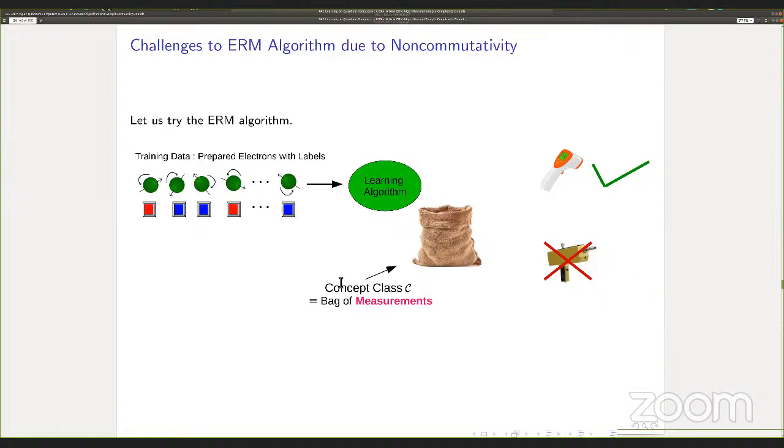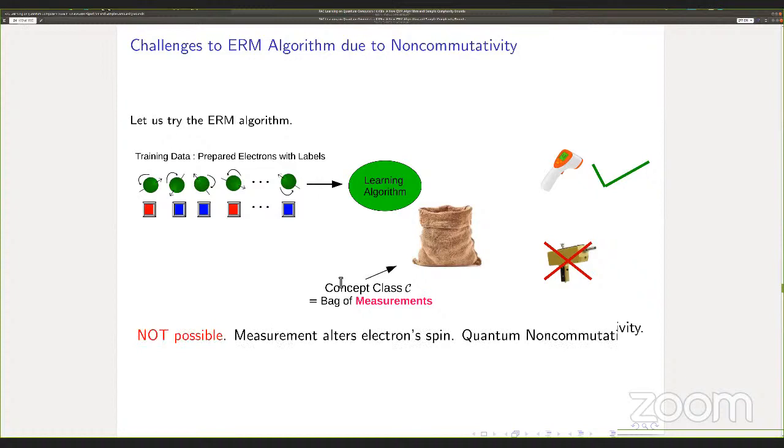So now this doesn't work. And why does this not work? It's because the moment you make a measurement, the state changes. So your feature itself changes, right? So measurement alters the electron spin. So the moment you make your first measurement, your feature itself has changed. So how can you use that changed feature to evaluate the empirical risk of another measurement? You can't do that. It's not possible. So that's gone. So now you see, the things we take for granted, the feature not changing, itself changes.